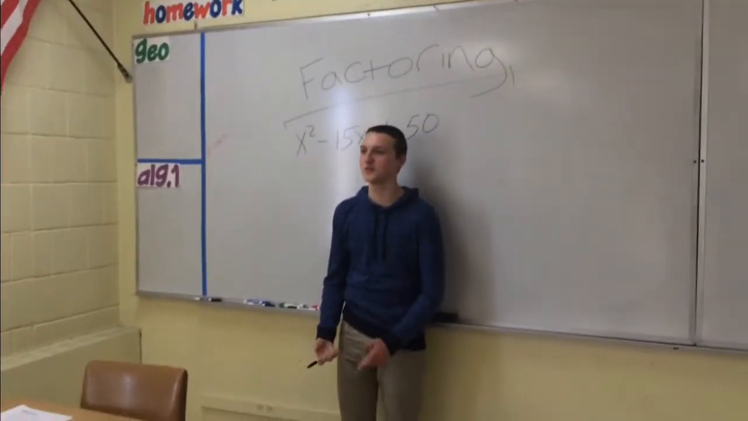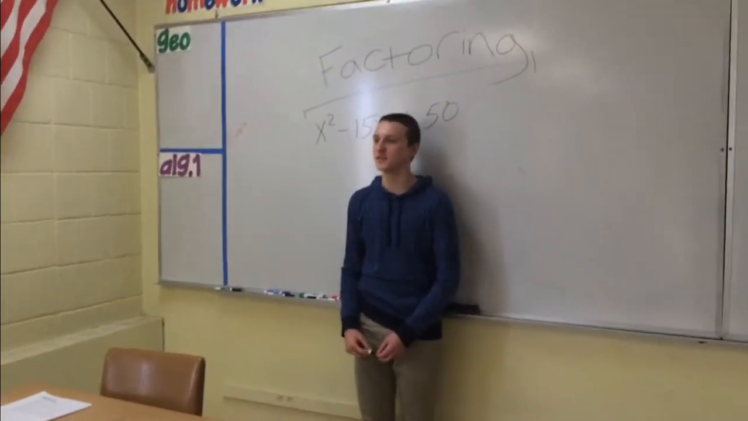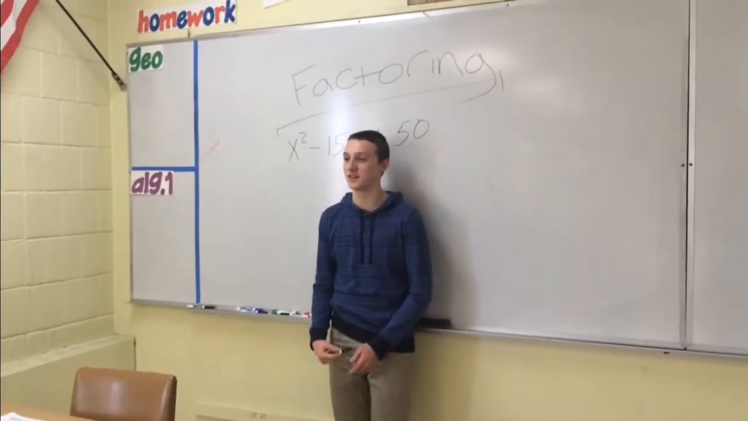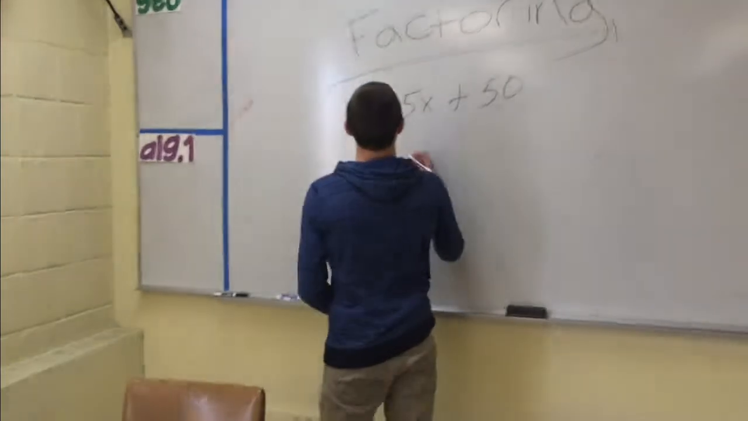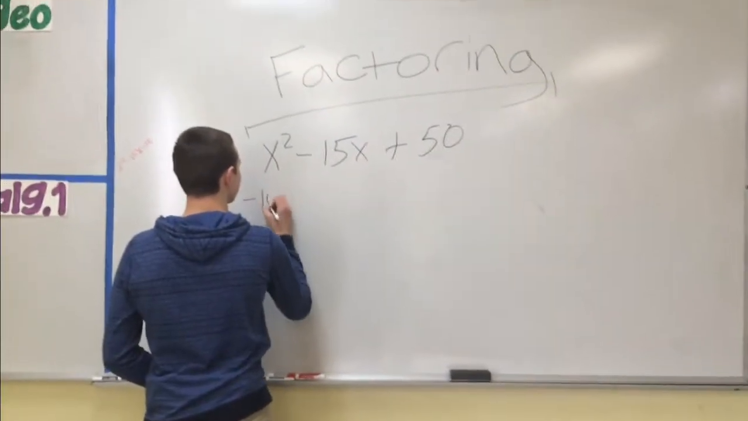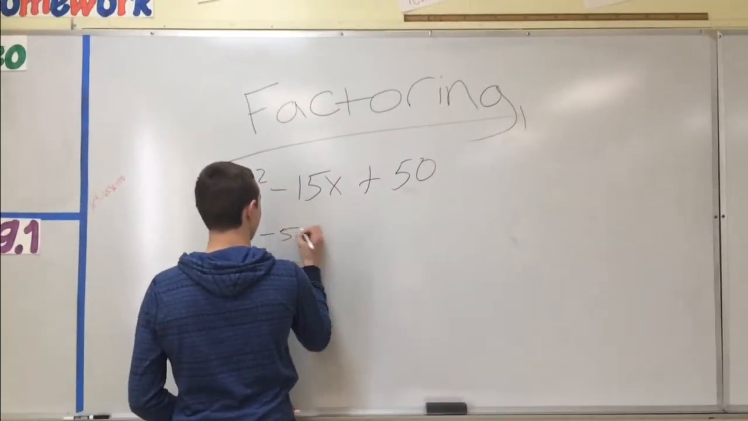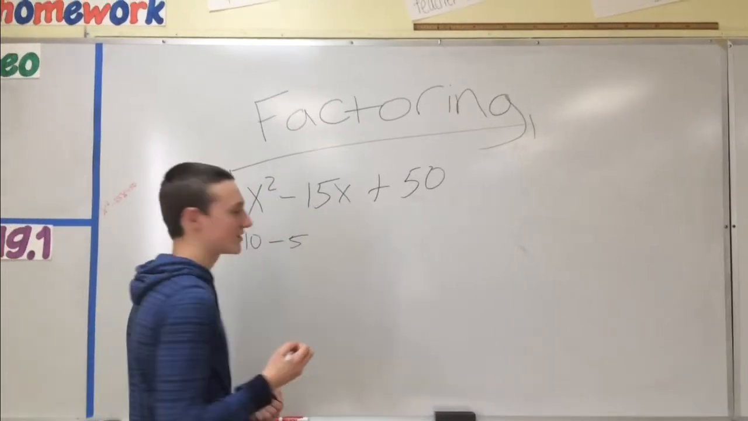That's right. So what are some GCFs of 50? Negative 1 and negative 50. Negative 1 and negative 50 does not add up to negative 15x. How about negative 2 and negative 25? That still does not add up to negative 15x. Are there any more? Negative 10 and negative 5? Yes, that works. So, negative 10 and negative 5 are our two GCFs.